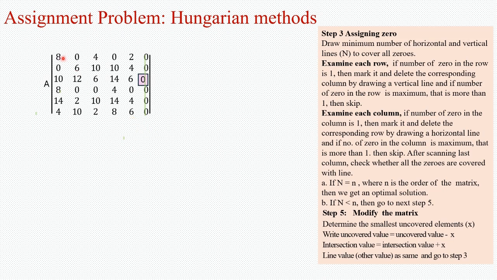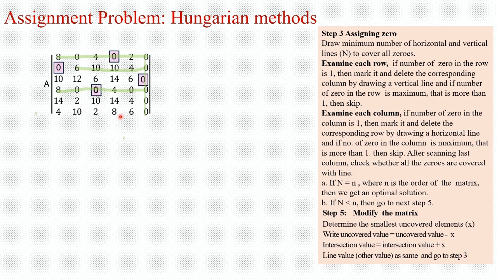First column, only 1 zero, so we mark it and delete that row by drawing a horizontal line. Second column, 2 zeros, skip. Third column's only 1 zero, so we mark it and delete that row by drawing a horizontal line. Fourth column, here we see only 1 zero. So mark it and delete the corresponding row by drawing a horizontal line.